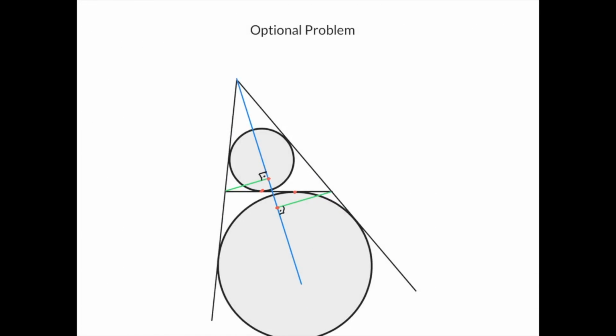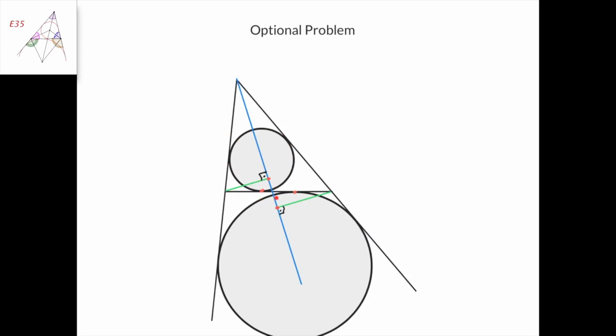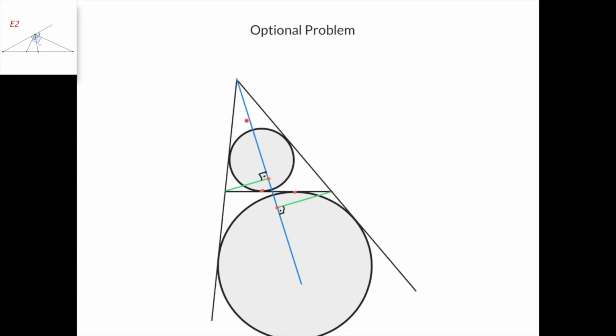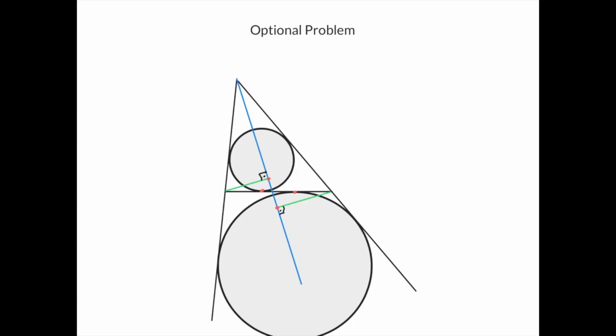The optional problem is, suppose we have a triangle, and we take its incircle and one of its excircles, and they touch the side at this point and this point. And then we take this vertex, and then we drop perpendiculars to this line, which is the angle bisector here. Then these four red points lie on one circle. So this quadrilateral is cyclic. That's what we need to prove.